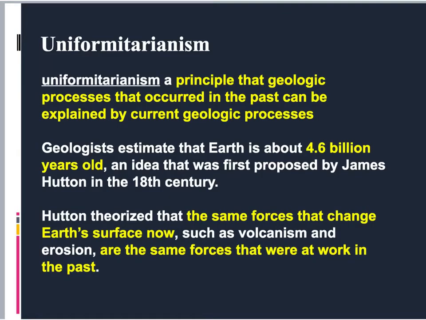So we're going to start with a pretty long word here. Uniformitarianism is a principle that geologic processes that occurred in the past can be explained by current geologic processes. So essentially, geologists estimate that the Earth is about 4.6 billion years old, an idea that was first proposed by James Hutton in the 18th century. So this guy James Hutton was kind of known as the godfather, or the original father of modern geology. Pretty important guy. He theorized that the same forces that change Earth's surfaces now, like volcanism and erosion, are the same forces that were at work in the past.